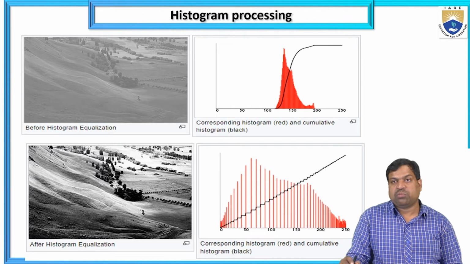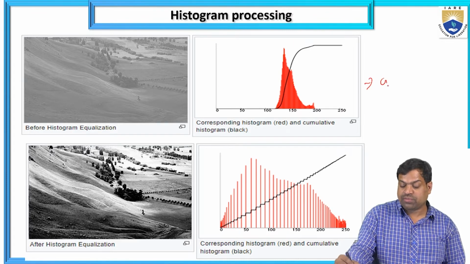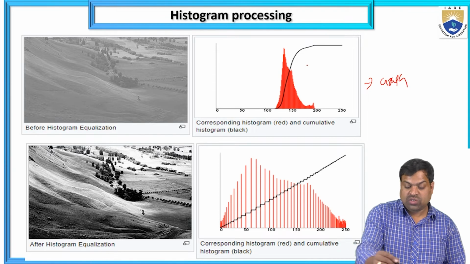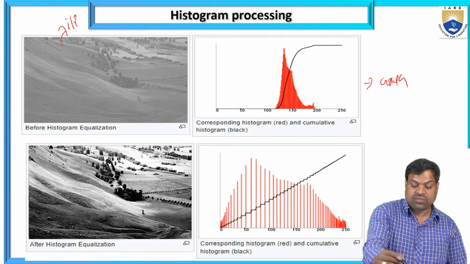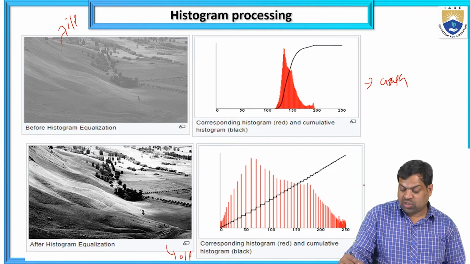And it is one example of histogram processing. Here, before histogram equalization, what is the difference? Here is the histogram graph. I'm taking it as the input. After equalization, it is the output with its graph.